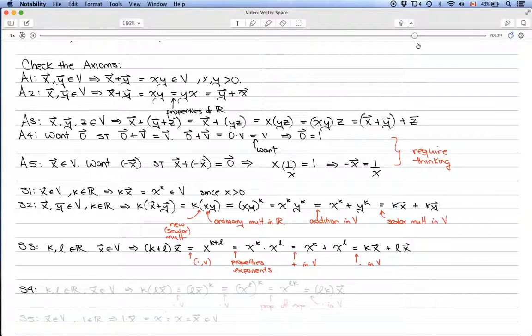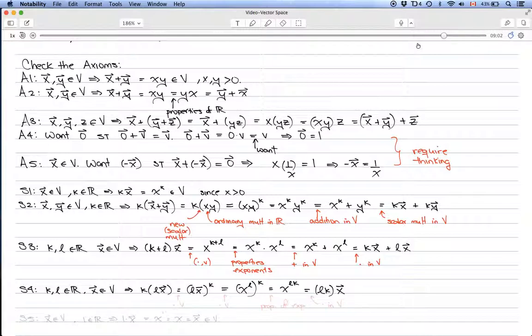S4 requires associativity of our real numbers. So let's again take k and l real numbers and x in V. Then k times lx is equal to lx to the power k, which is equal to x to the l k, which equals x to the lk, properties of exponents. And then reversing the process, this is now lk by definition of scalar multiplication times the vector x.